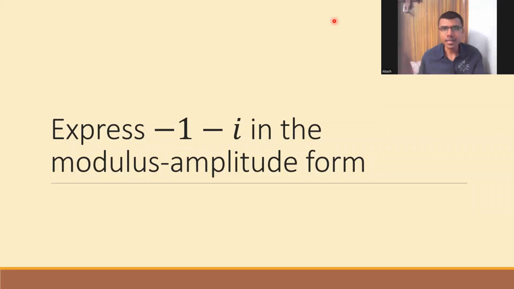Hello learners. Now let us see how to express -1 minus i in the modulus amplitude form. Now what is this modulus amplitude form? Modulus amplitude form is nothing but r into cos theta plus i sin theta, fine. So they are expecting us to write this in this form. Now how to find out this r and how to find out this theta? Let's get into it.